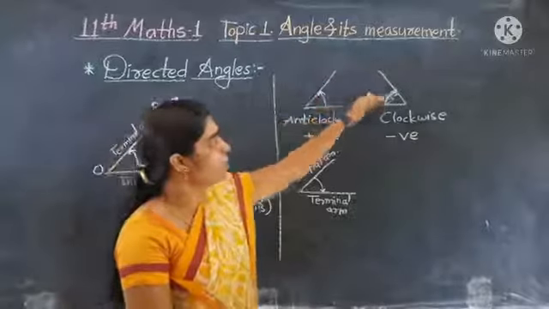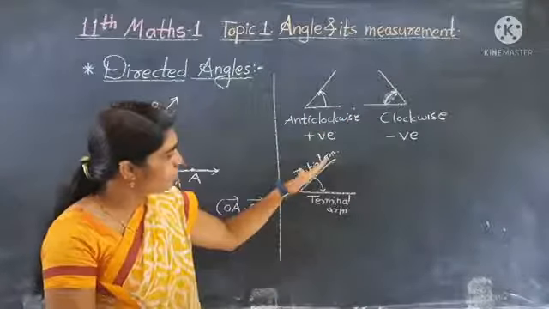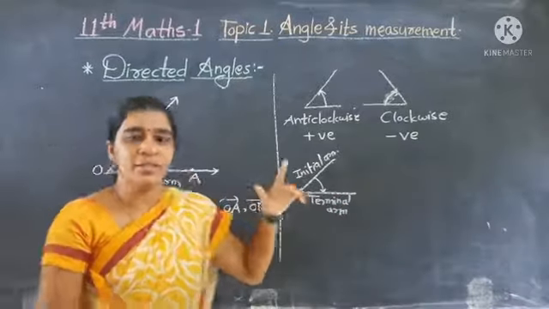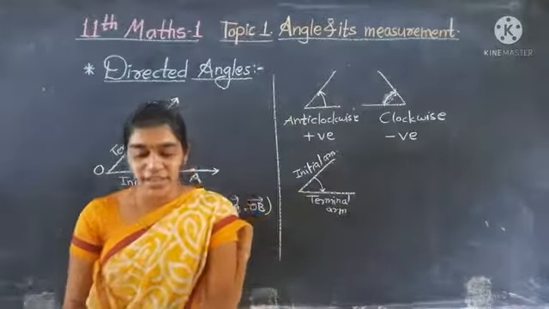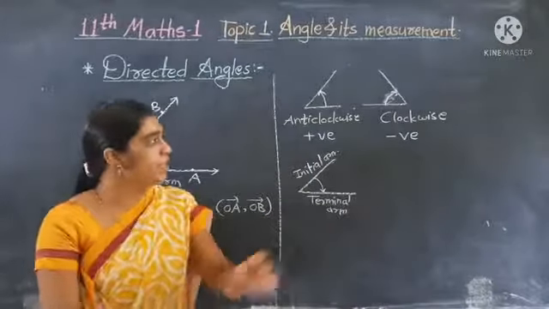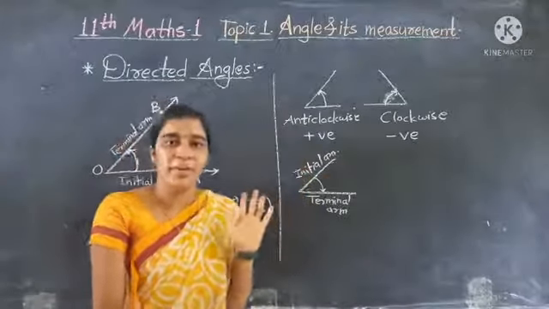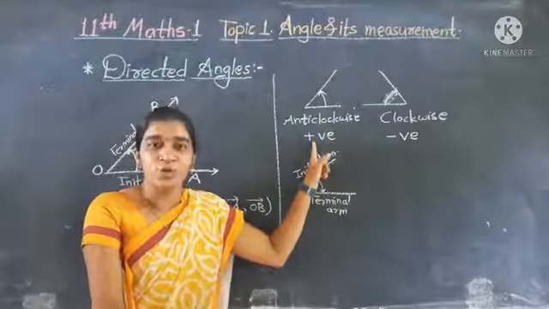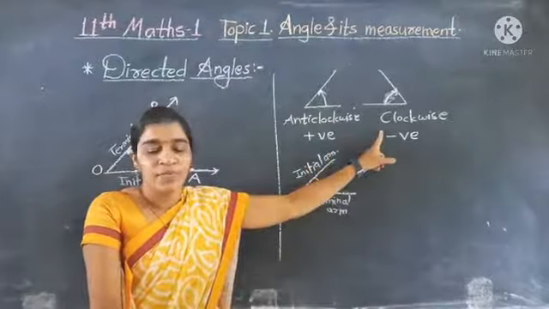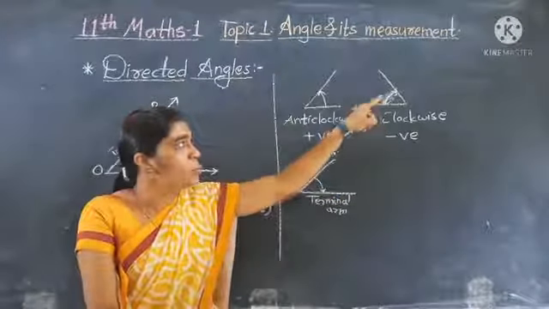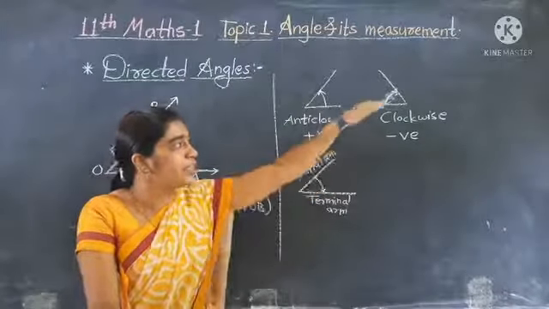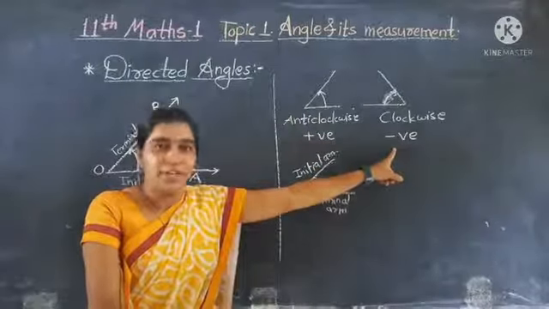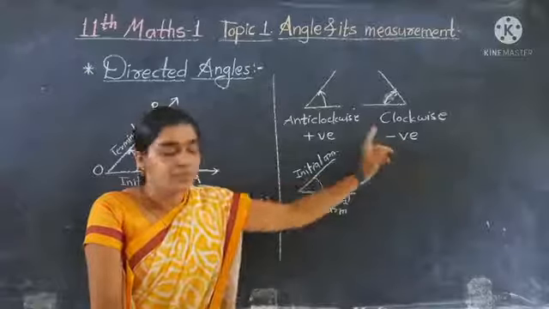Here this is the initial arm, and up to here it is the terminal arm. And if we measure this angle, if the rotation of the initial ray to the terminal ray is in anti-clockwise direction, then we take the angle as positive. And if the rotation of the initial arm to the terminal arm is in clockwise direction, then we take the angle as negative. Okay, understand up to this?